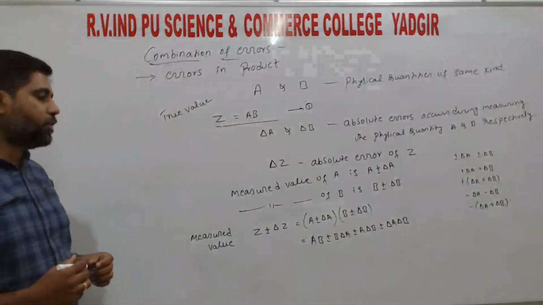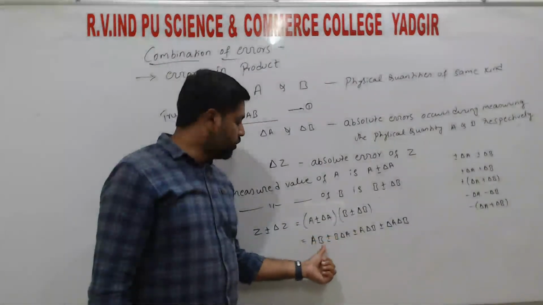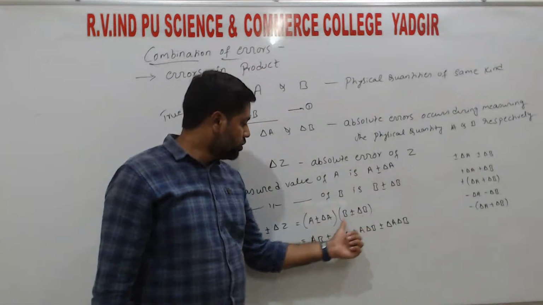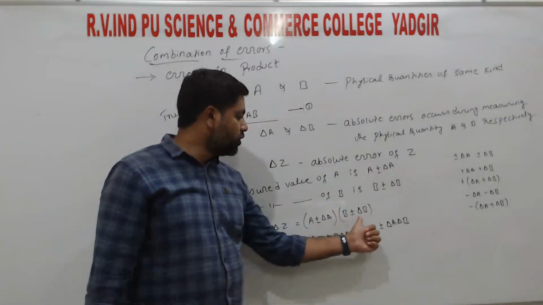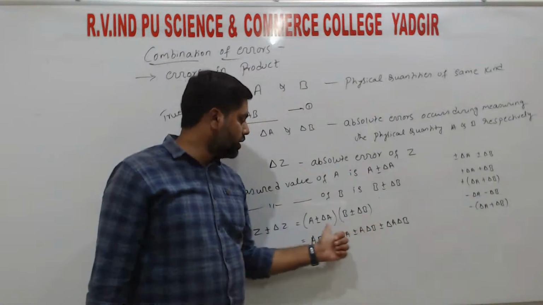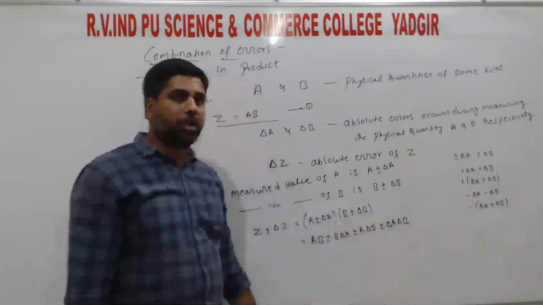right? So when we multiply A plus delta A into B plus delta B, A into B is AB, A into delta B is A delta B, delta A into B is B delta A, and delta A into delta B, right?